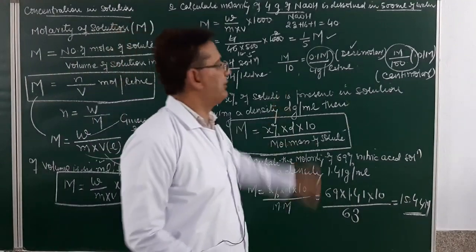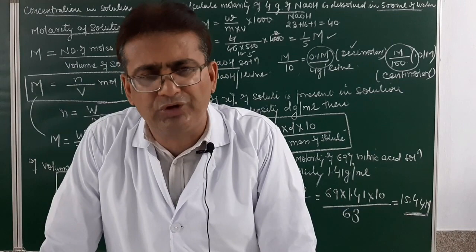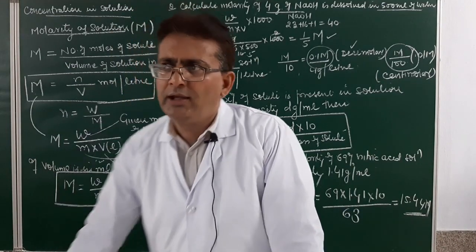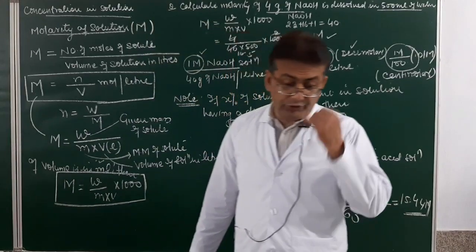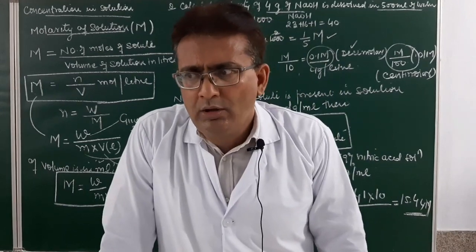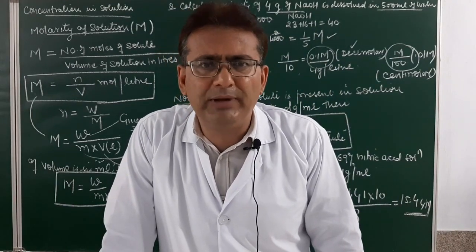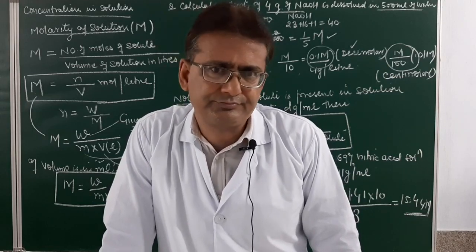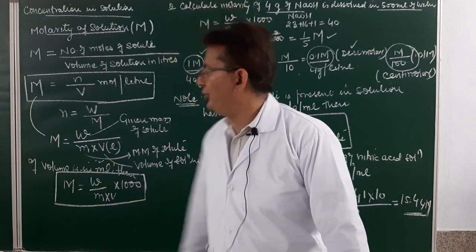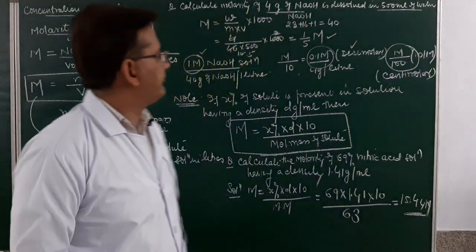What do I mean by the word 1 molar? It means 1 mole of a solute is present in a liter of the solution. Mean to say, gram molecular mass of the solute is present in a liter of the solution. If I say M by 10, it means 0.1 molar. If I say M by 100, it will be centimolar solution. If I say M by 1000, it will be millimolar solution. Is it clear to you? Yes or no? Good.